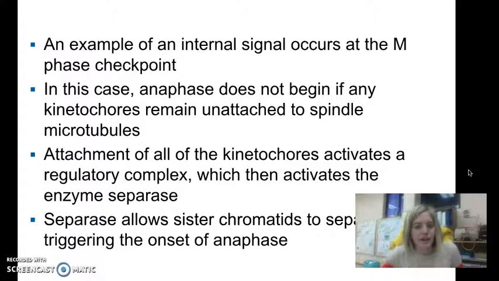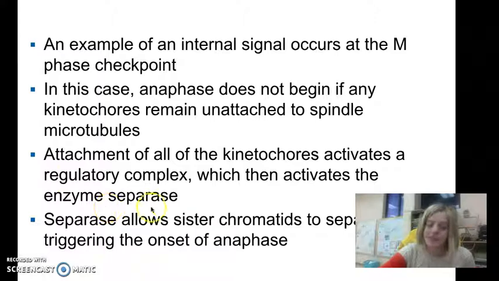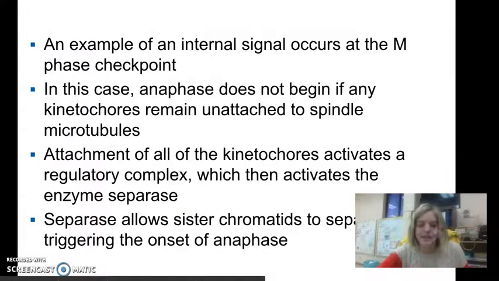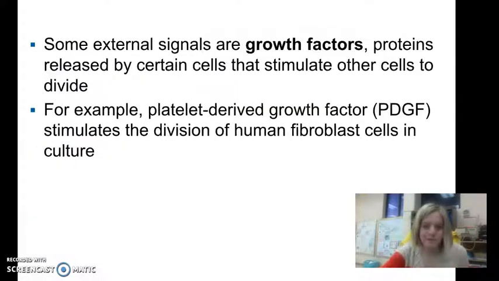One example of an internal signal, which we've talked about, is the signal at the M phase checkpoint. So this is what you saw in the bottom half of that picture. If the chromosomes are not attached to the spindles properly, anaphase will not begin. However, if those kinetochores are attached appropriately, that activates a regulatory protein complex, which activates an enzyme known as separase. And as you can imagine, it's an enzyme, and it's separating those chromosomes. And so the sister chromatids separate, and then anaphase can actually begin. So that would be an example of an internal signal from the cell.